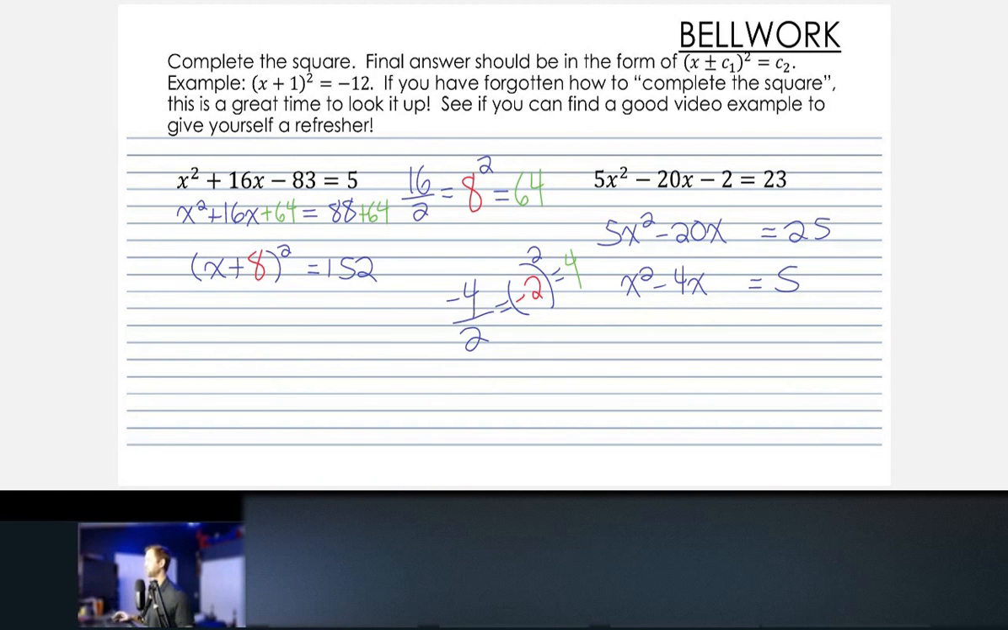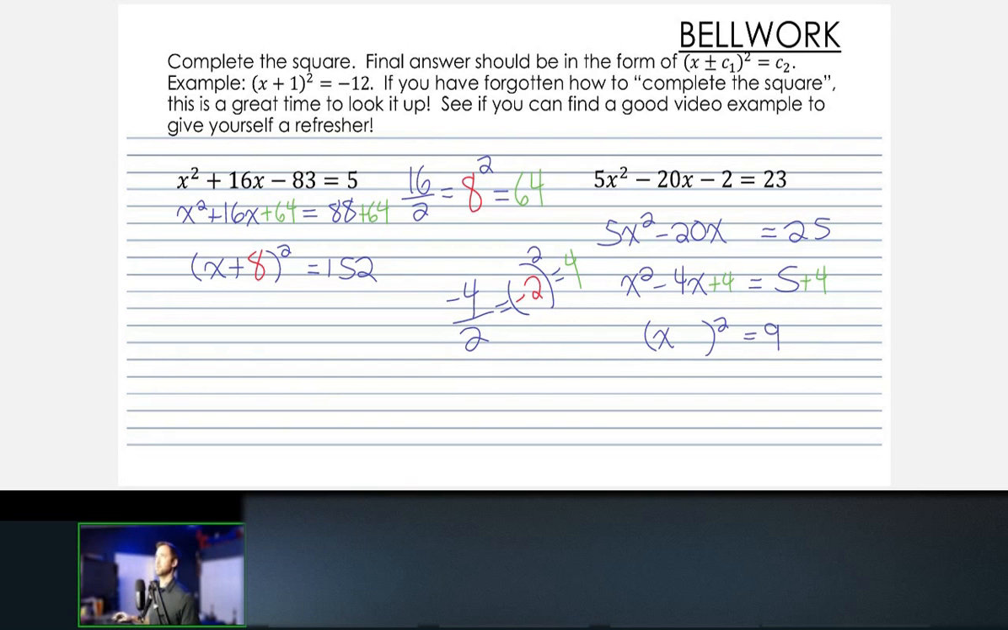All right. So we are going to add 4 to both sides. And then the left side factors, and that one's actually really easy to see, but it's going to be x plus or minus some number squared equals, and then 5 plus 4 gives us 9.